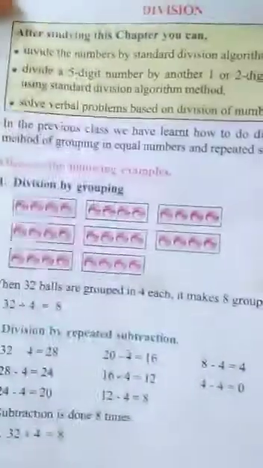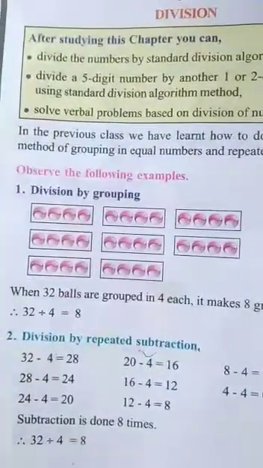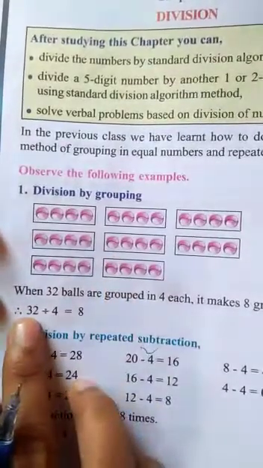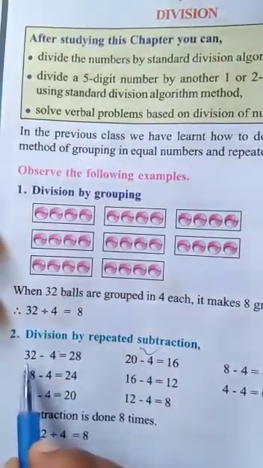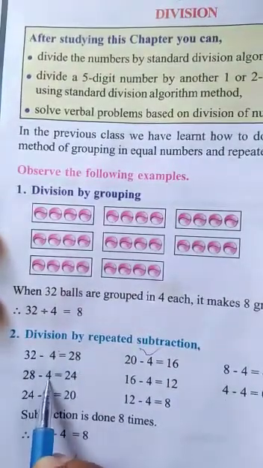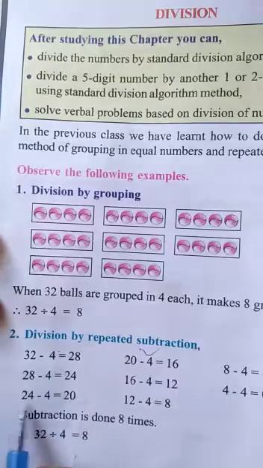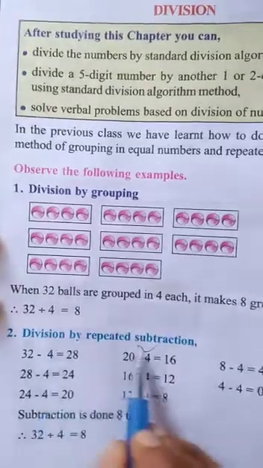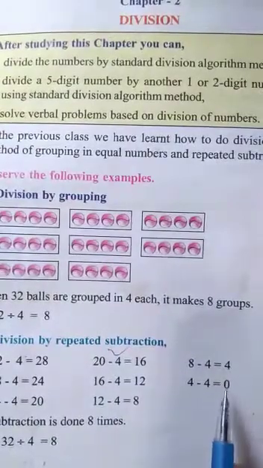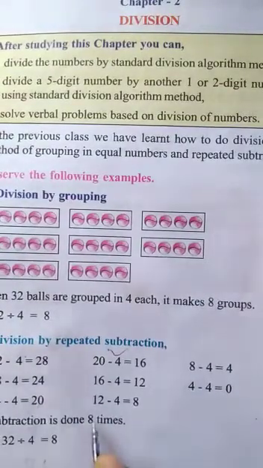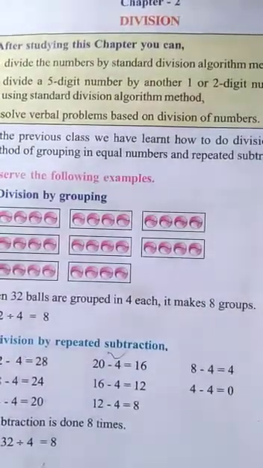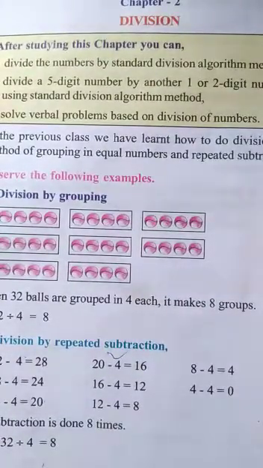Also we can do the division by repeated subtraction. For example, 32 balls, we have to find 32 divided by 4. For that, 32 minus 4 is 28, then 28 minus 4 is 24, then 24 minus 4 is 20. Continue like this until we get the answer 0. Subtraction is done in 8 steps. Therefore 32 divided by 4 is equal to 8.